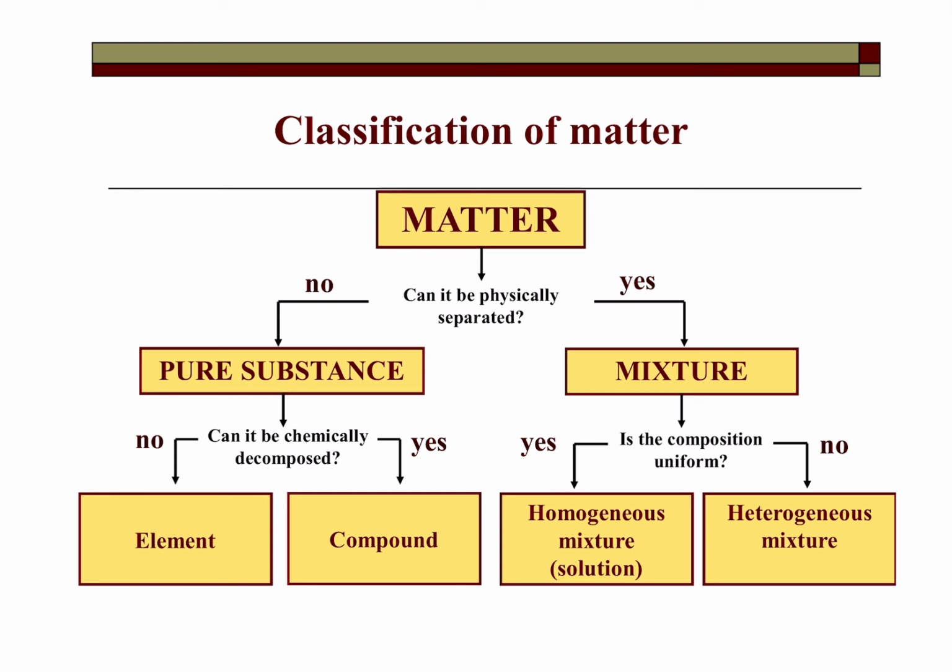Okay, we continue with classification of matter. Matter can be classified by the type of separation, which can be separation physically or chemically. If we can separate physically, then it is a mixture, because only a mixture can be separated physically. If we cannot separate physically, it is a pure substance.